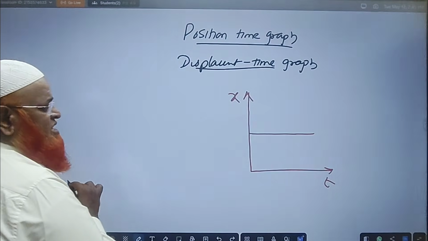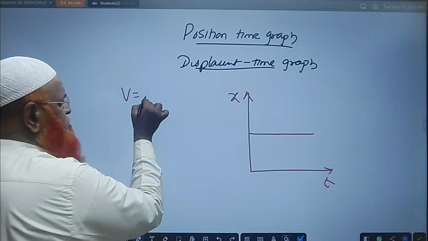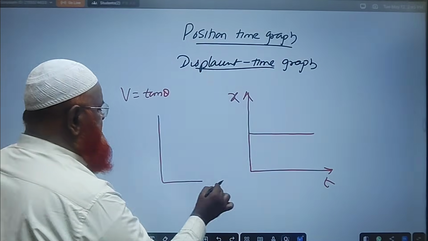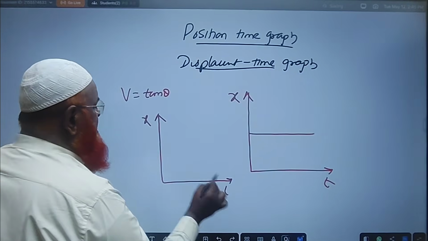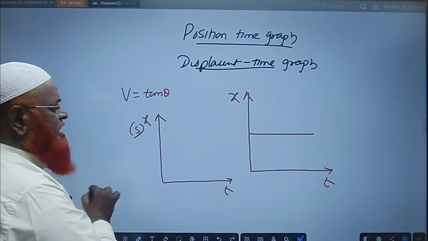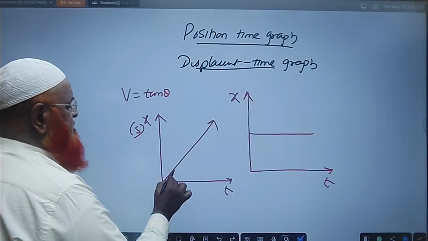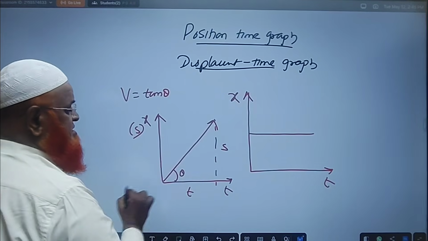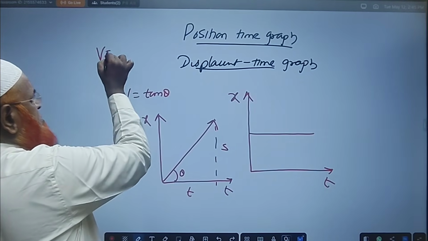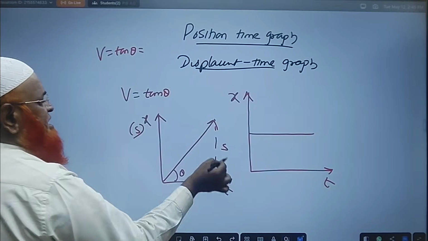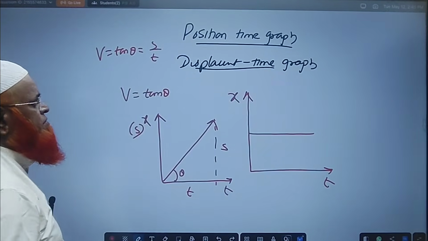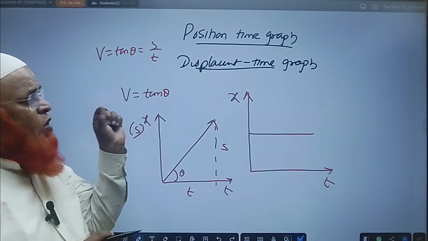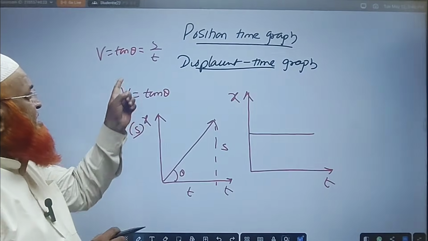So in a position time graph, if you want to find out velocity, you have to find out the slope, isn't it? Tan theta. So now the graph is like this. This is the position time graph, or also called the displacement time graph, where this is angle theta. Opposite side is displacement and adjacent side is time. So whenever you want to find out the velocity, you have to write tan theta because opposite side is displacement, adjacent side is time, according to the general formula also. So you have to check what is the correct option here by seeing angle theta.